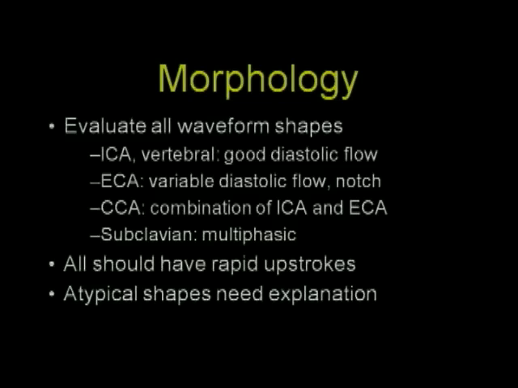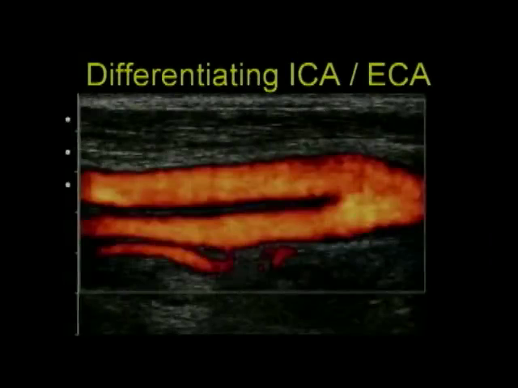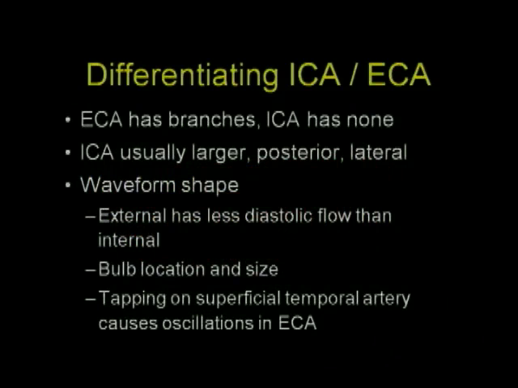That's true of every waveform that we see. Anything that's atypical in terms of its morphology requires an explanation. In terms of differentiating the internal from the external, if they all look like this, it would be easy. As we know, the internal carotid artery has no extracranial branches. Where you see a branch, you can be very sure that you're looking at the external carotid artery. However, not all of the vessels appear that way sonographically.